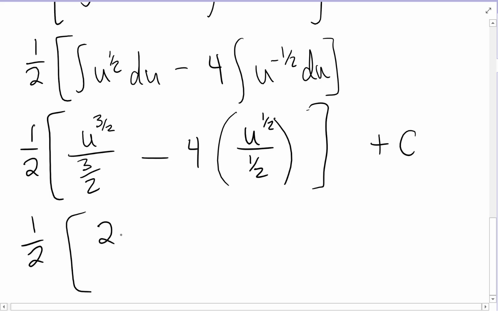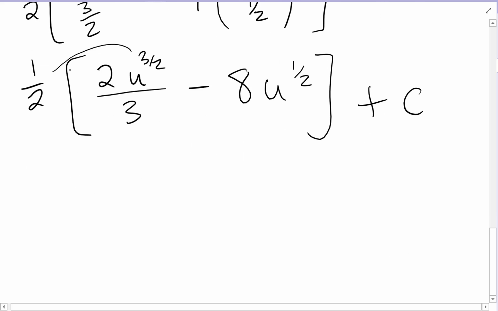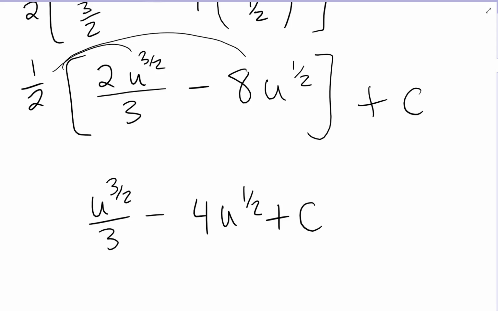Now, dividing by 3/2 is the same as multiplying by 2/3, so this is the same as 2u to the 3/2 over 3. Dividing by 1/2 is the same as multiplying by 2, so this would be 8u to the 1/2, of course, plus c. Now I will distribute my 1/2, and I get u to the 3/2 over 3 minus 4u to the 1/2 plus c.